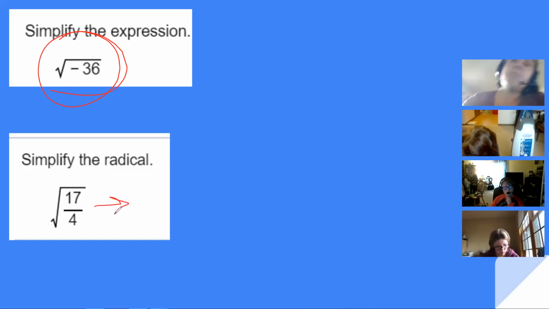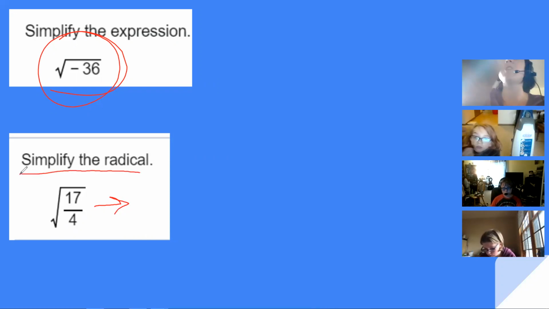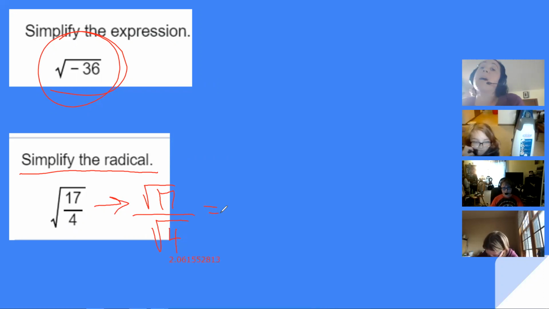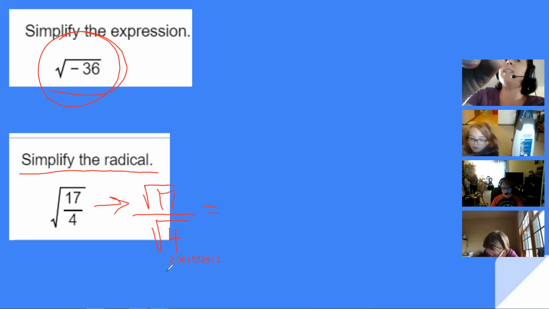Now I've got to simplify this radical. For this one, they don't want a decimal. So guys, make sure you're listening, because when it says simplify the radical, that means no decimals. So we're going to do what we knew before. We're going to take the square root of the top and the bottom. Which one can I take the square root of real nicely, the top or the bottom? We don't want any decimals.